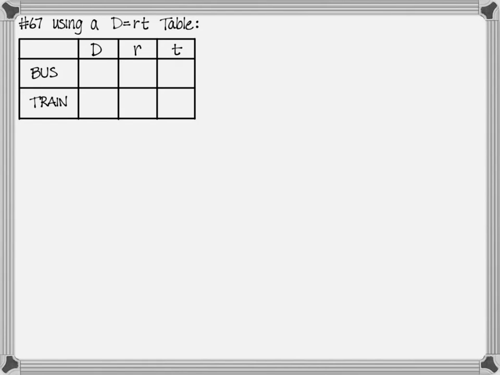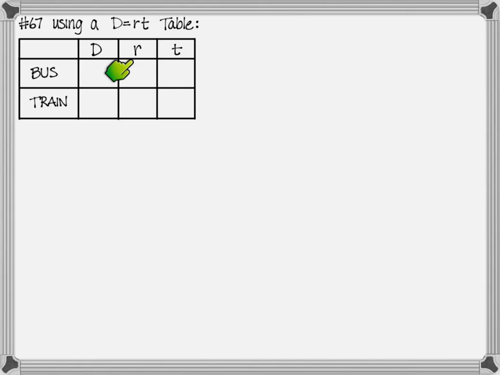This is Pre-Calculus, Chapter 1, Section 6, problem number 67. This time I'm using a distance, rate, and time table, similar to the way they show it in the textbook, so you can just follow along procedure-wise. So in this, we set up the table.